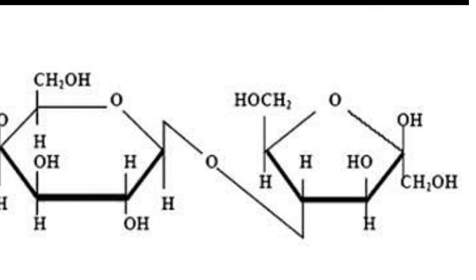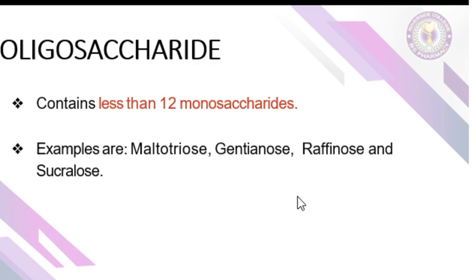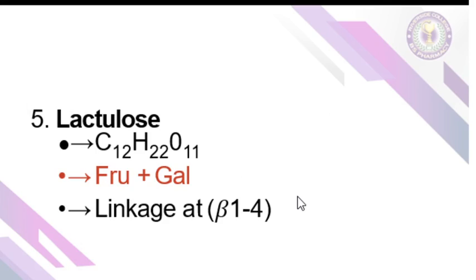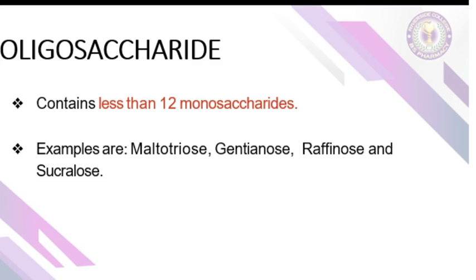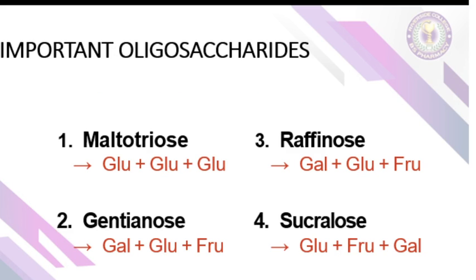So we have here beta, in the sense that your OH is above. So beta 1 carbon, and it is linked on the fourth carbon of your galactose. Next we have your different oligosaccharides. The following are not really popular, but these are just the different combinations and how you would have these oligosaccharides.